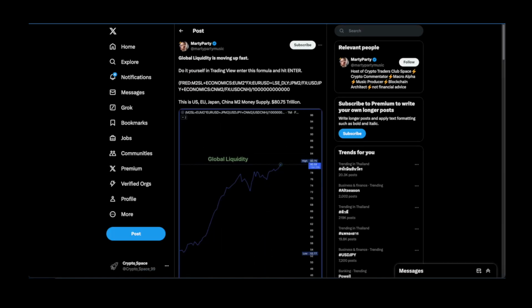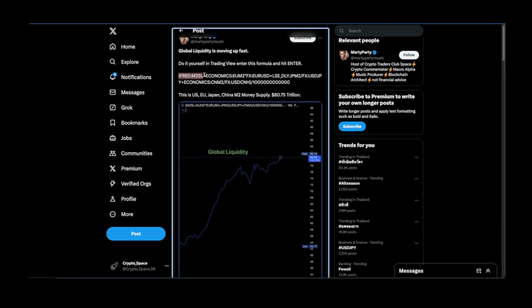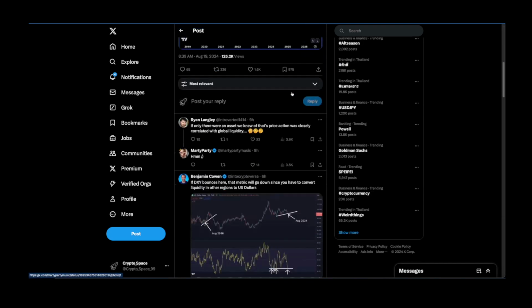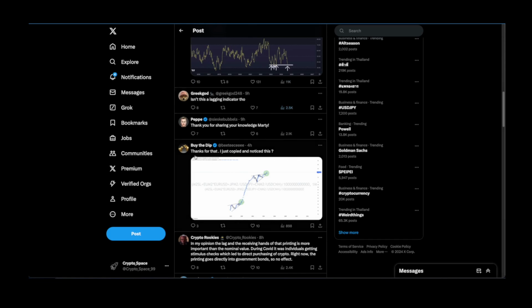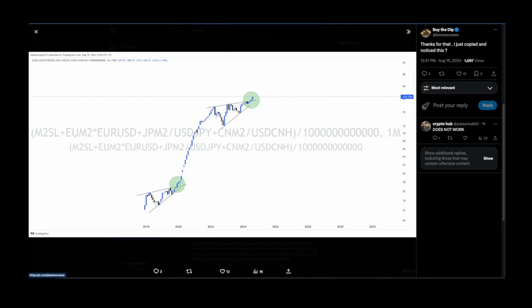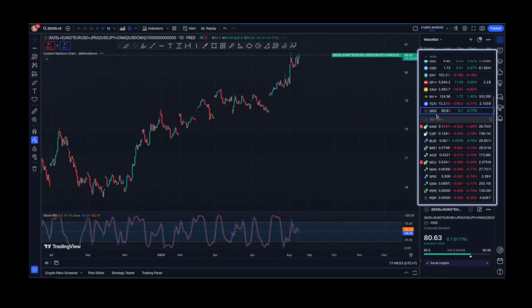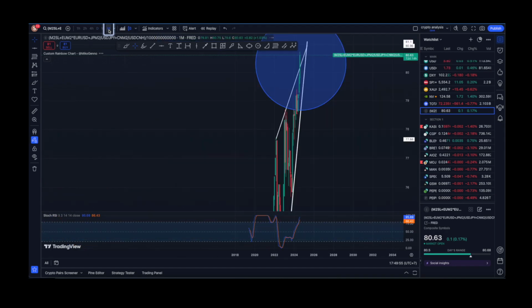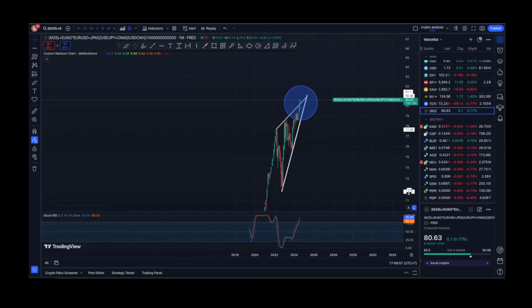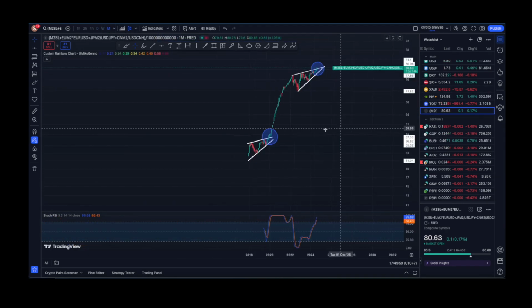And now big shout out to Mr. MartyParty. So this is global liquidity that is moving up fast. So do it yourself in TradingView, enter this formula and hit enter. So guess what, guys, I did exactly the same thing, right? But before that, one guy commented, thanks a lot, blah blah, and he just copied and he noticed this. So what I did, well, I went to my TradingView and I did exactly the same thing, and there you go, guys. Let me actually zoom it out to monthly.